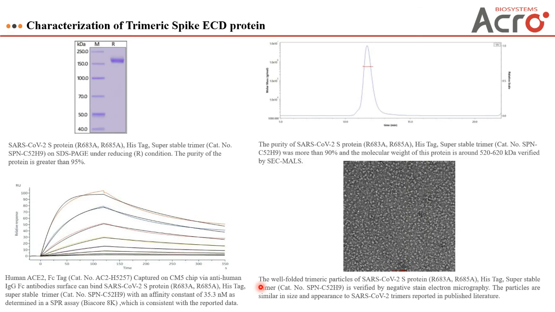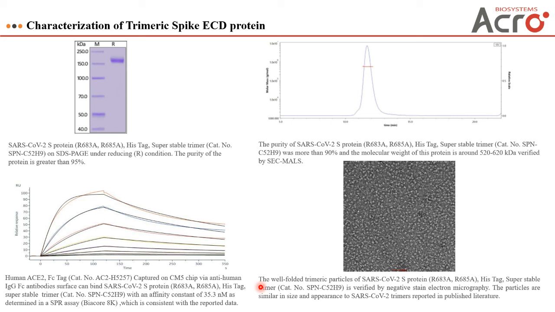ACROBiosystems uses its proprietary HEK293 cell expression platform to produce this recombinant spike protein trimer. The purity of this protein is greater than 90% in SDS-PAGE, and the protein migrates as about 200 kilodaltons under reducing conditions due to glycosylation. Since the purity on SDS-PAGE cannot indicate the conformational homogeneity of the protein, we perform SEC-MALS to show that the trimeric S protein is with more than 80% purity and with molecular weight around 520 to 620 kilodaltons.